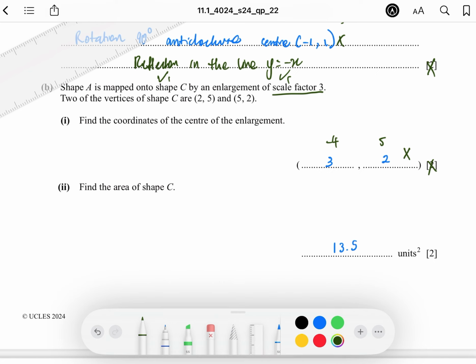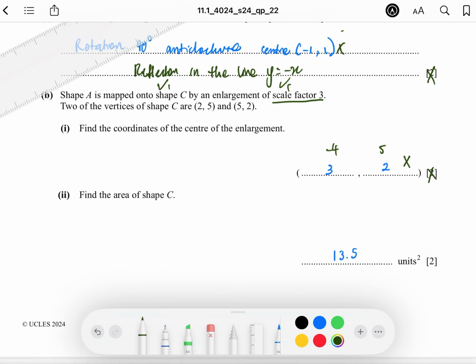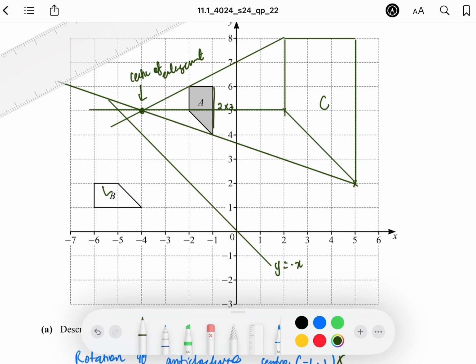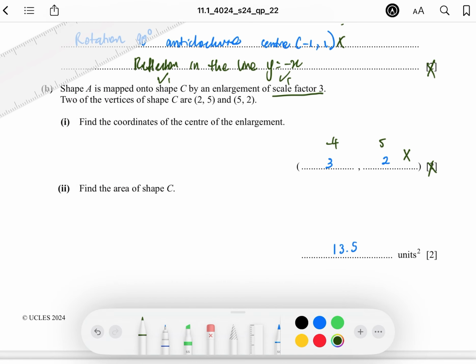Find the area of shape C. Shape C. We just count 1, 2, 3, 4, 5, 6, 7, 8, 9, 10, 11, 12. So that's 12 solid squares. Half triangle here, half triangle here. That combined becomes 1 square, so that's 13, and another half here, so that's 13.5. So that's one of the options that we can do. So definitely this person will get that. Okay, another way of calculating area from a graph.